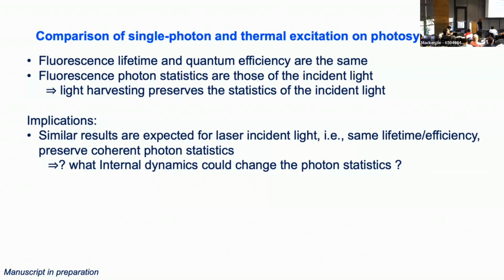So then the immediate question is, what kind of internal dynamics could change the photon statistics? Is it possible that there could be a change in photon statistics? I mean, we know that interaction of light with matter can change the statistics of light. That's the whole principle of a laser. You pump thermally and you get coherent light out, but that's very, very high excitation rates. This is very low excitation rates. Are there any internal dynamics that could change the statistics?